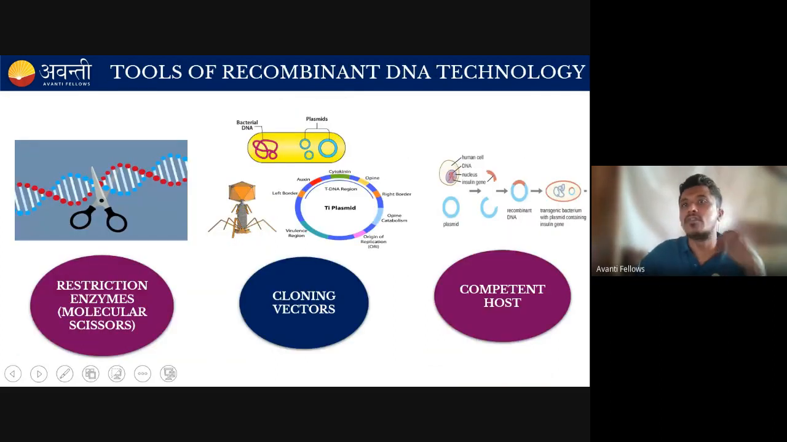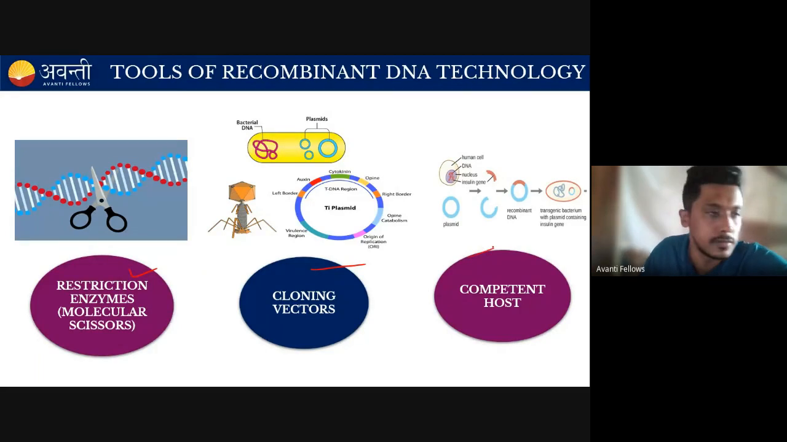So what are the steps or what are the tools that are required for creating a GMO, or genetically modified organism, or a recombinant DNA? For that, we require three major tools. One is a restriction enzyme, second one is a cloning vector, and third one is a competent host. So let us discuss one by one.